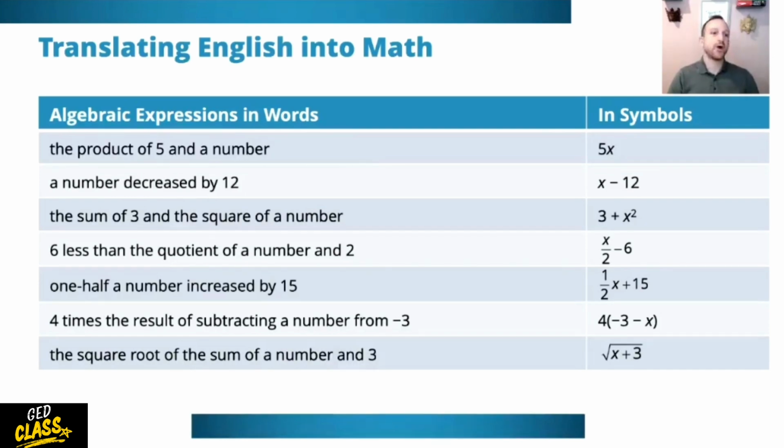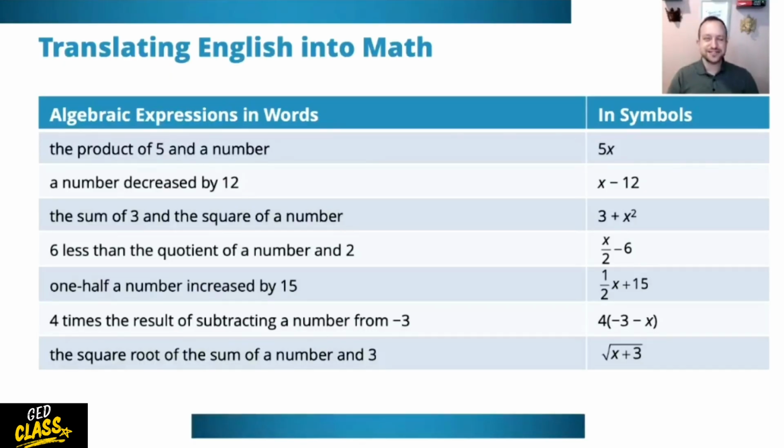First row. Product of 5 means multiply by 5. And a number, we can just put in x, let's say. X is my favorite number to put in. If I'm going to put a variable to a number, I'll just put in x's or y's. But you could use n for number. That's fine as well, as long as you remember what your variable is.